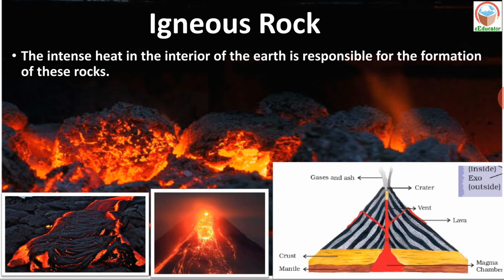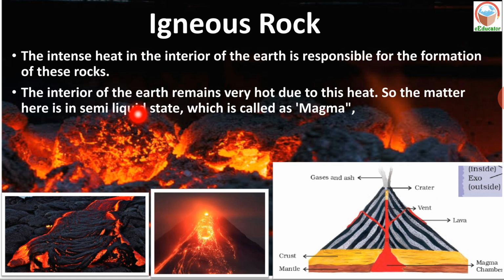The intense heat present in the interior part of the Earth is responsible for the formation of rock. The interior of the Earth remains very hot. Why does it remain hot? The reason is that magma is present in the interior part of the Earth. These are in a semi-liquid state, like a toothpaste, a kind of semi-liquid paste. Semi-liquid states are available in the interior part of the Earth, which is called magma.